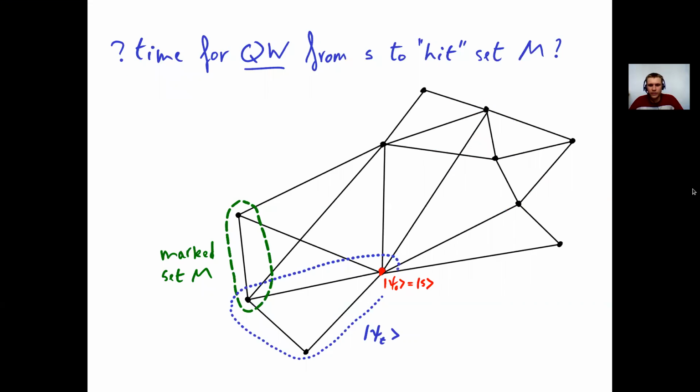Now, we're also interested in this notion of hitting time, where we start from a quantum state which is localized on a node S, and it evolves, and we're interested in the time it takes for the quantum walk to "hit" the set M. I'm putting "hit" between quotes because, in contrast to classical random walks, the state of the quantum walk is a superposition. So a state could be partially inside set M and partially outside of it. So basically, you can think about the quantum walk hitting time as the time it takes for a quantum walk to have large overlap with the marked set, if you want.